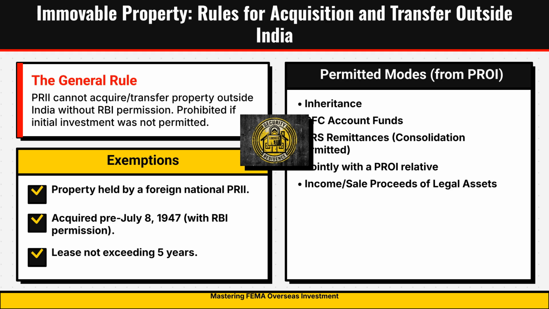As a general rule, acquiring or transferring immovable property outside India requires RBI permission. However, FEMA provides several important exceptions. Property may be acquired through inheritance, purchase using funds from an RFC account, remittances under the liberalized remittance scheme, joint ownership with a non-resident relative, or from income generated from legally held overseas assets. Short-term leases of up to 5 years are also exempt from the general restriction. Remember the golden principle. If the original acquisition was not permitted under FEMA, subsequent holding or transfer remains prohibited.